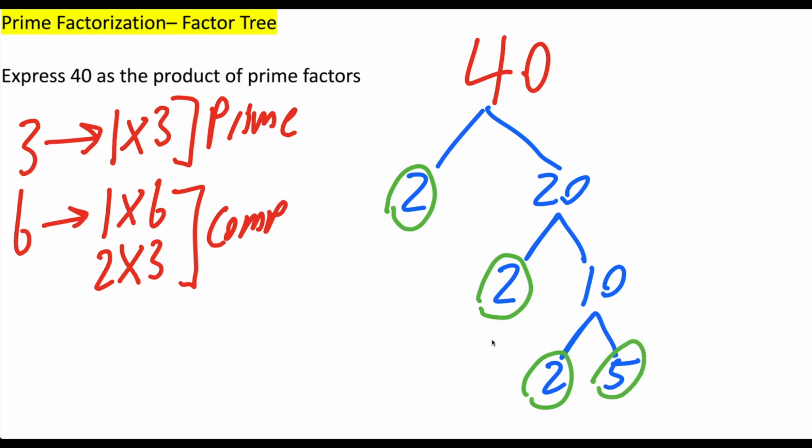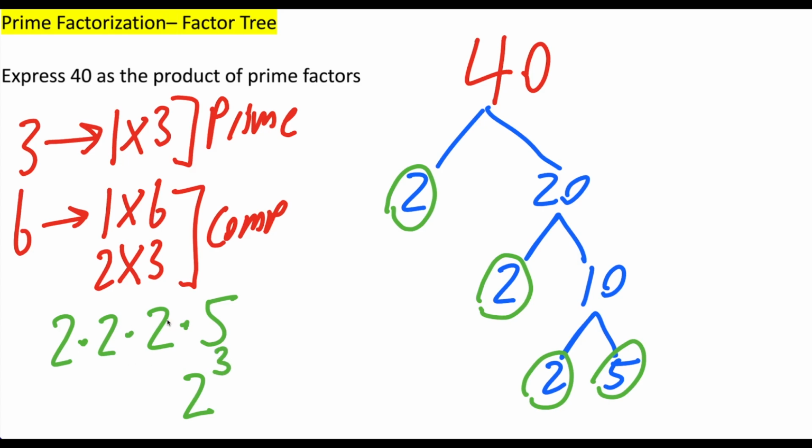Now it's saying express 40 as the product of prime factors. So what we could say is 2 times 2 times 2. We have 3 of them: 1, 2, 3, times 5. And let's check. 2 times 2 is 4. 4 times 2 is 8. 8 times 5 is 40. So it matched.